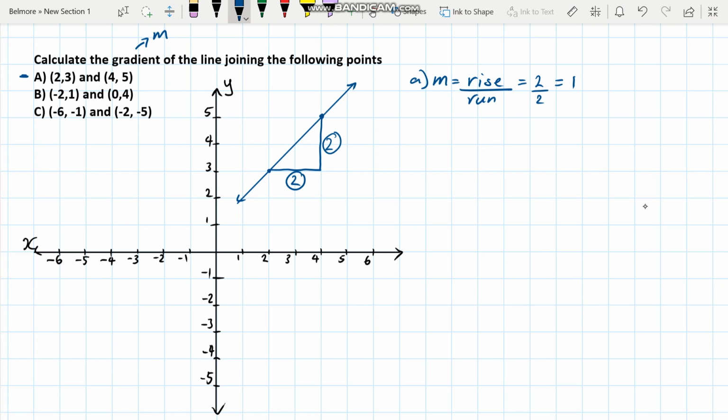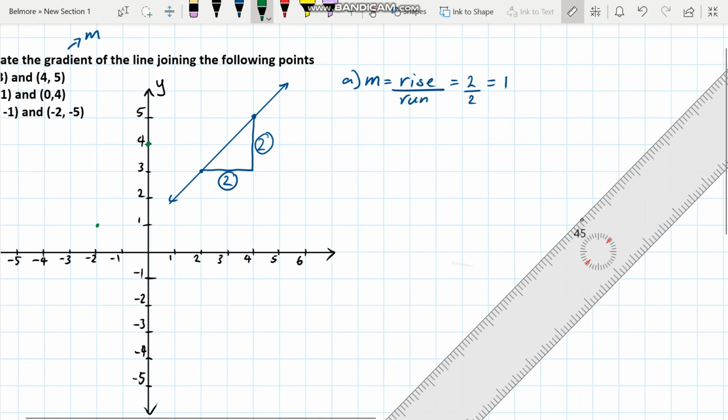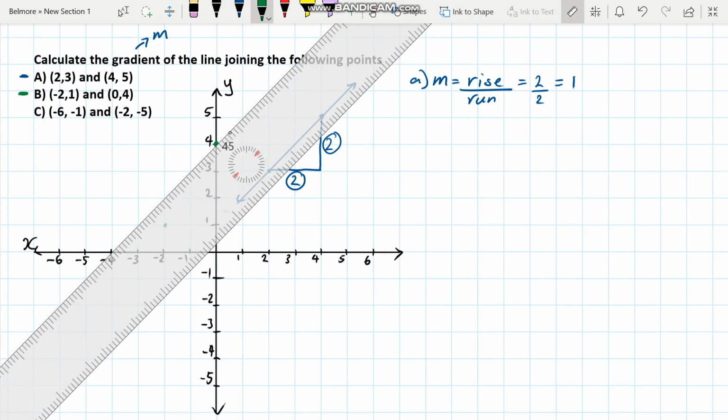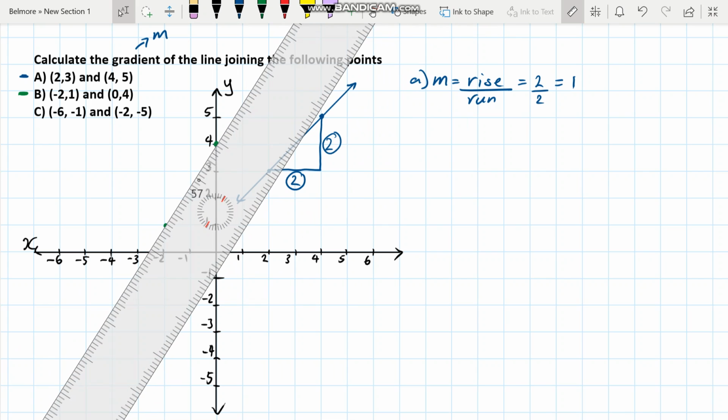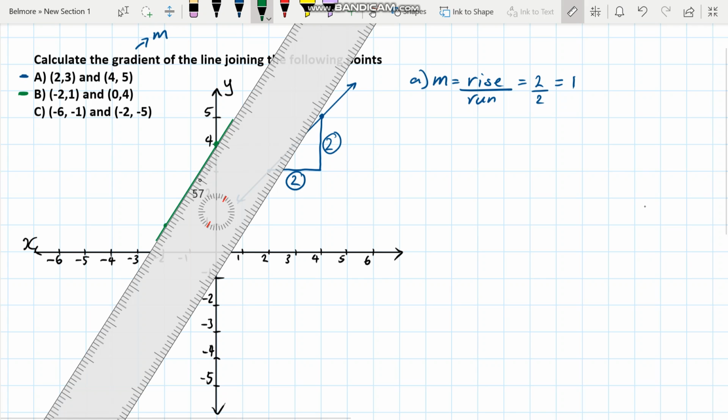Okay, next one I'm going to do, B, in green. We do exactly the same thing. Plot our points, draw our line, and do our triangle. We have (-2, 1). So we go across to the left, negative 2, and then go up 1, and then we have 0. So we don't go left or right, and then we go straight up to 4. We get our ruler, join our points together, and we get this line.